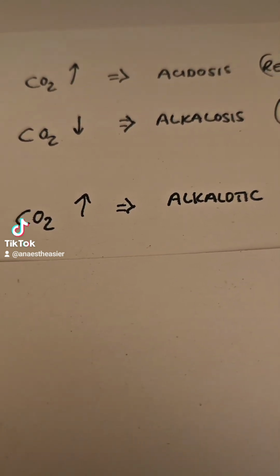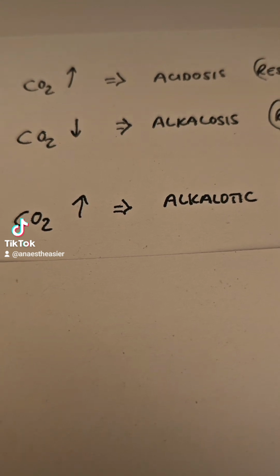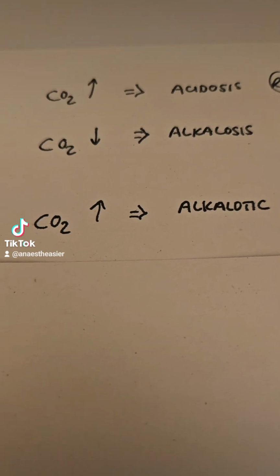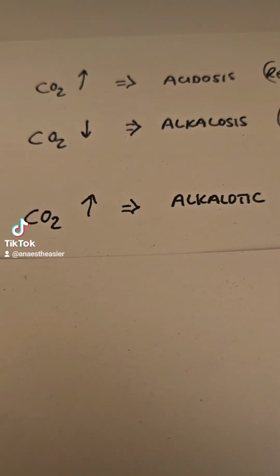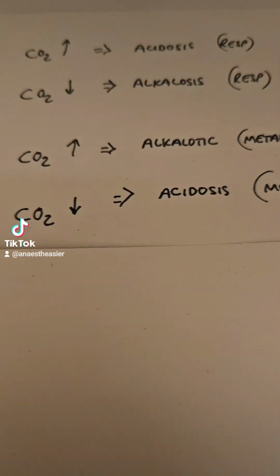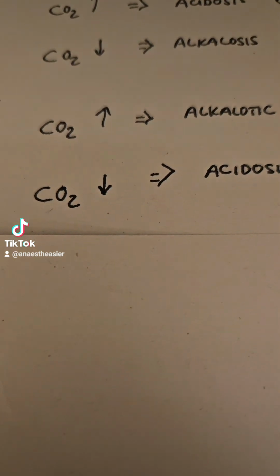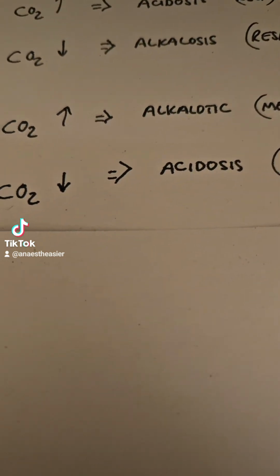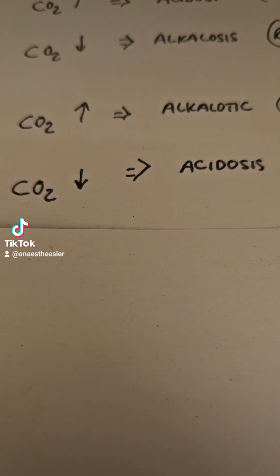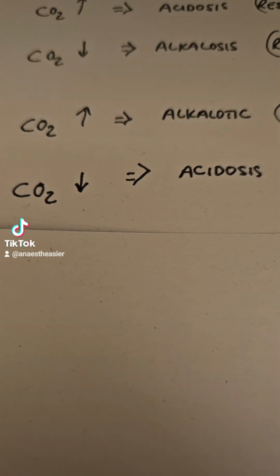But what do you do if you look at the CO2 and it's high, but then you've got an alkalotic patient, which is the opposite of what you'd expect? This would mean you've got something else causing the alkalosis because the CO2 is high, so that would make them acidotic. So something else must be causing the alkalosis. That means it must be a metabolic alkalosis. Same is true for the opposite. If your CO2 is low, but you've got an acidosis going on, there must be something else causing the acidosis, because with a low CO2, you'd expect an alkalosis.